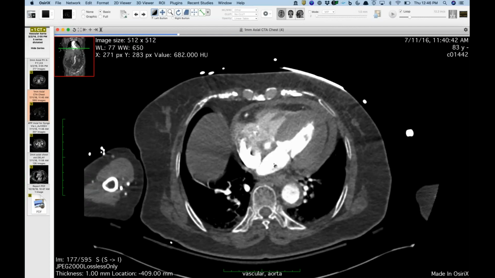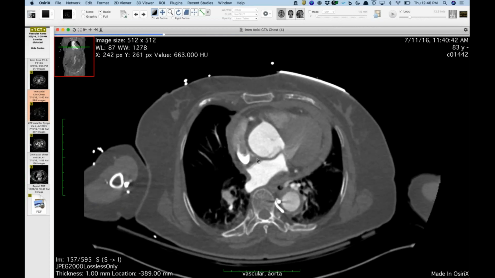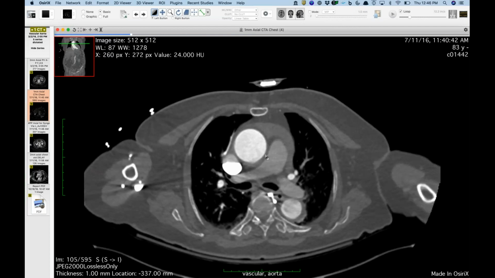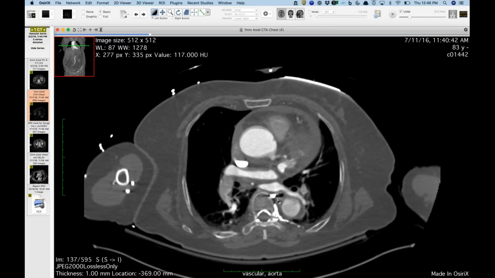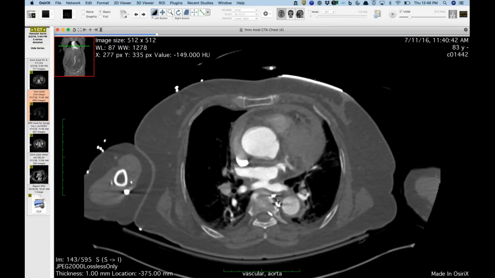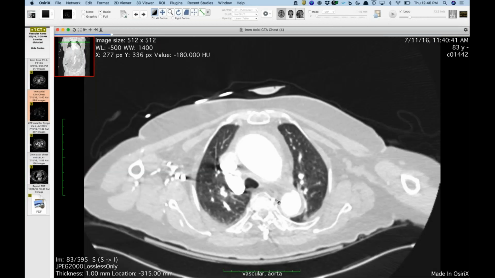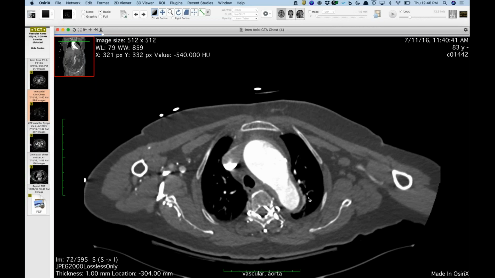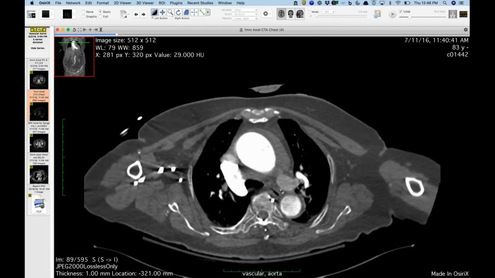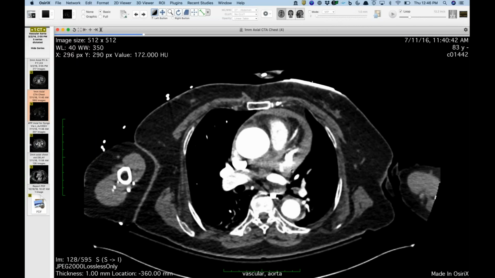So then the resident was overruled, and this was called a type A dissection as the explanation for the hemopericardium. So the patient was transferred here and went to the OR to repair the type A dissection. Now, of course, they first went in and evacuated the hemopericardium.